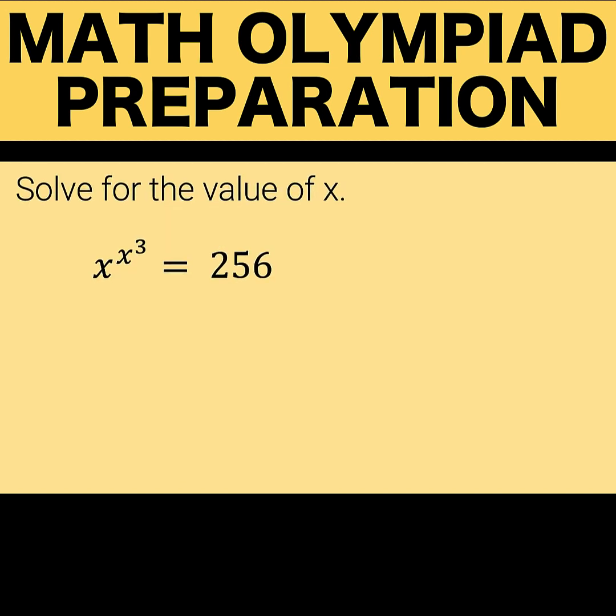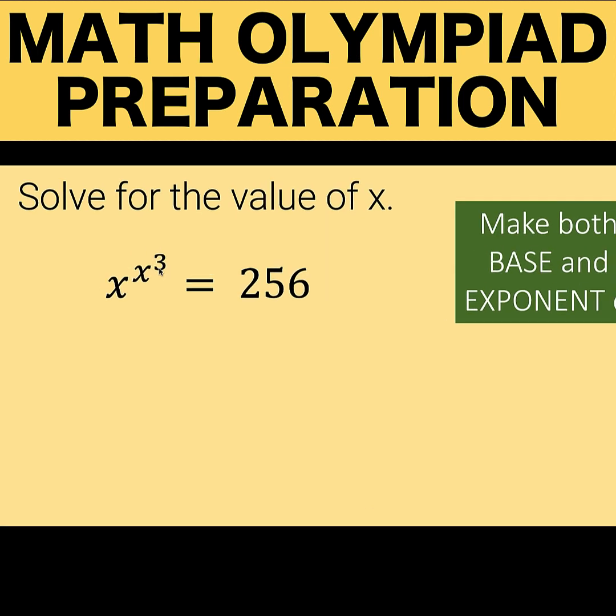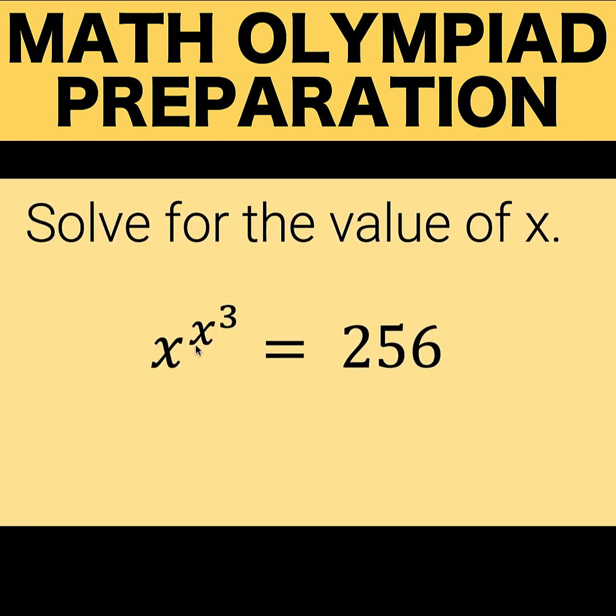The first thing that we are going to do is think of a strategy. And the strategy that we are going to use here is to make both the base and the exponent equal. In here, the base is x and the exponent is x cubed. We would like to make both the base and the exponent equal.